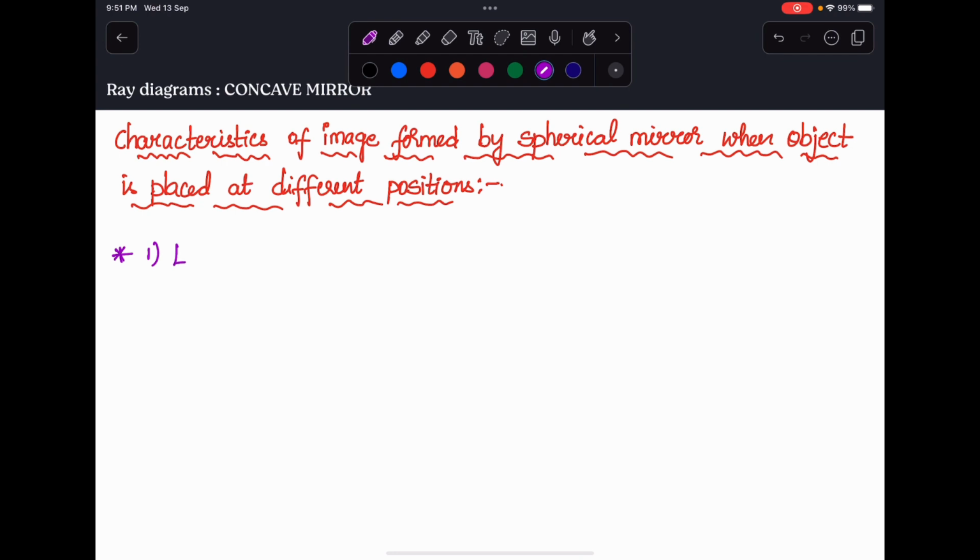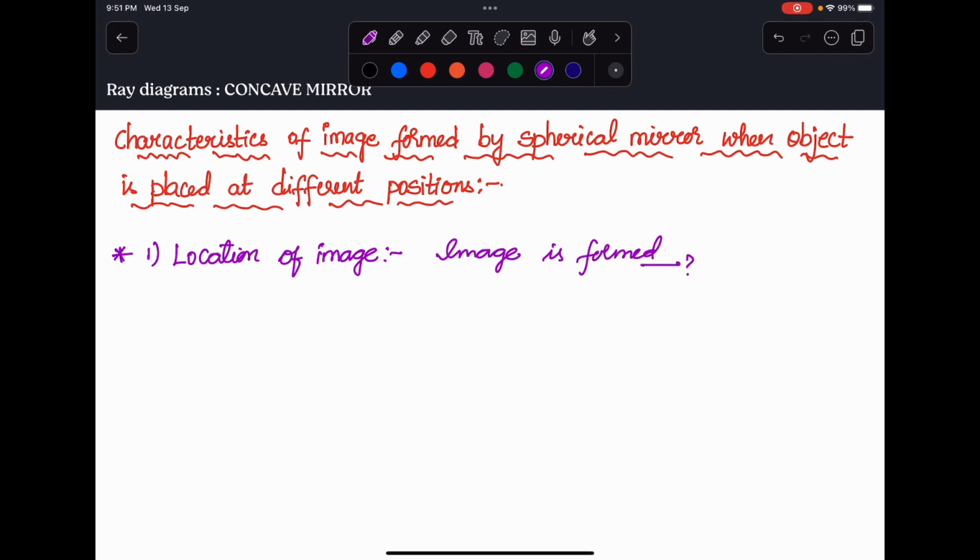The first one is the location of the image. By the location of the image, one can easily confirm where the image is formed. So we can identify from this where the image is formed, like at different positions. That one we can identify.